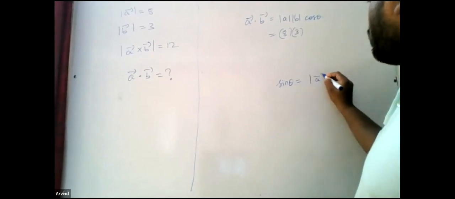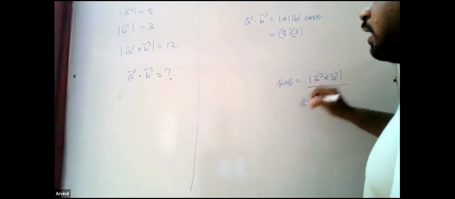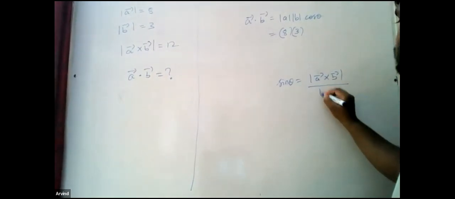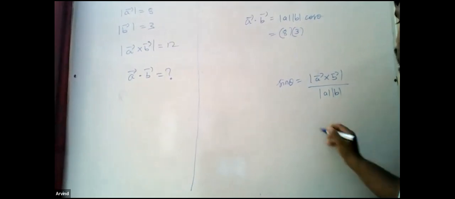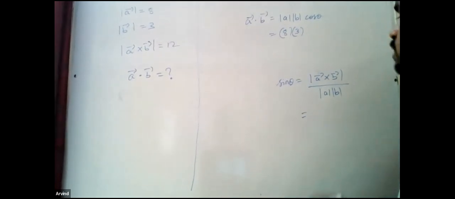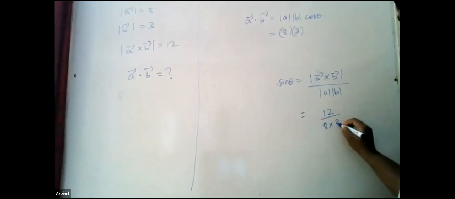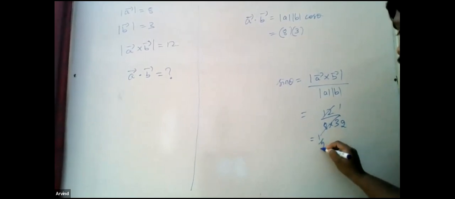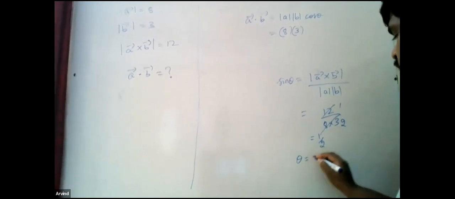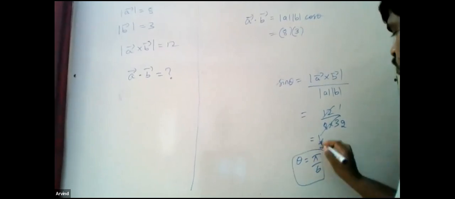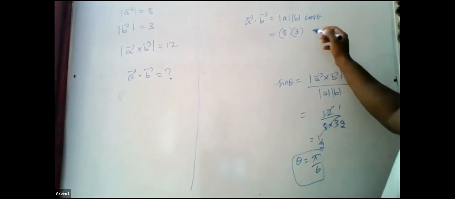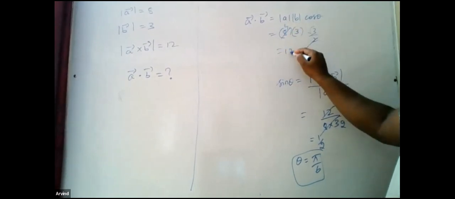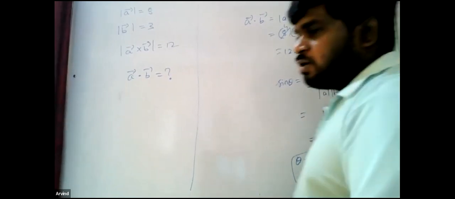Sin theta is given by modulus of A cross B divided by modulus of A modulus of B. So A cross B is 12, over 8 into 3, which is 24. So sin theta is 1 by 2, theta is pi by 6. So you got the value of theta as pi by 6. So cos pi by 6 will become root 3 by 2. 8 into 3 by 2 into 3 is 12. 12 root 3 is the A dot B.